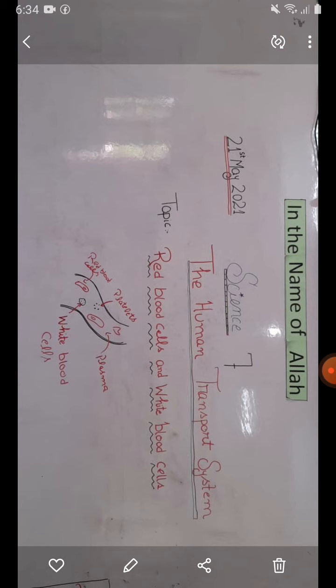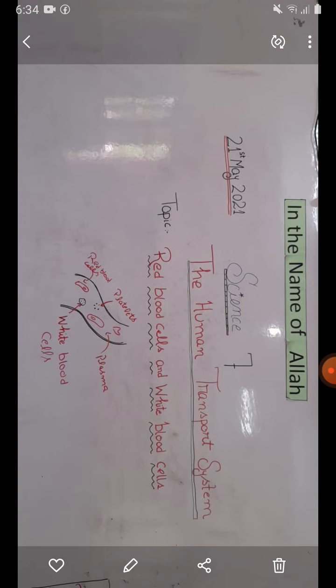Now you have to read red blood cells and white blood cells two times, page number 24 to 25. This is your home assignment, and underline at least 10 fill in the blanks from red blood cells and white blood cells. And also, this is your assignment. Draw a table, and write down the comparison between red blood cells and white blood cells.